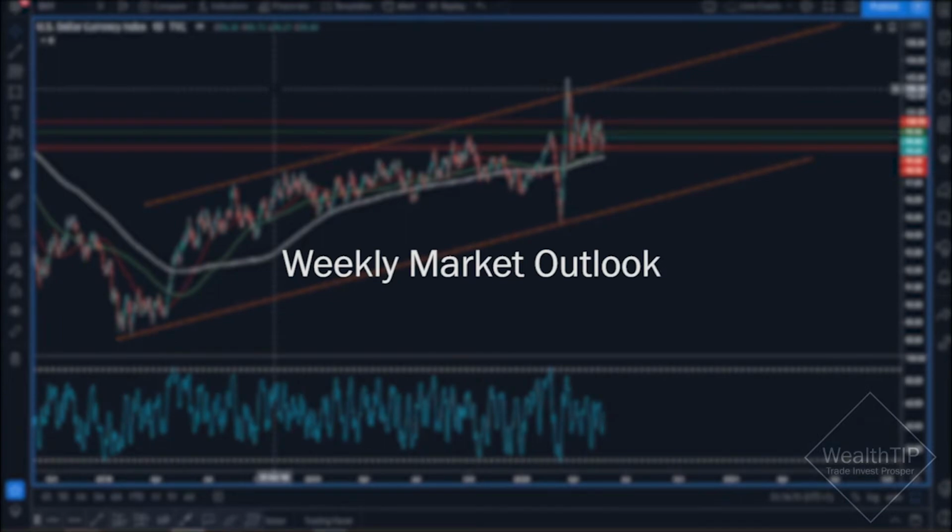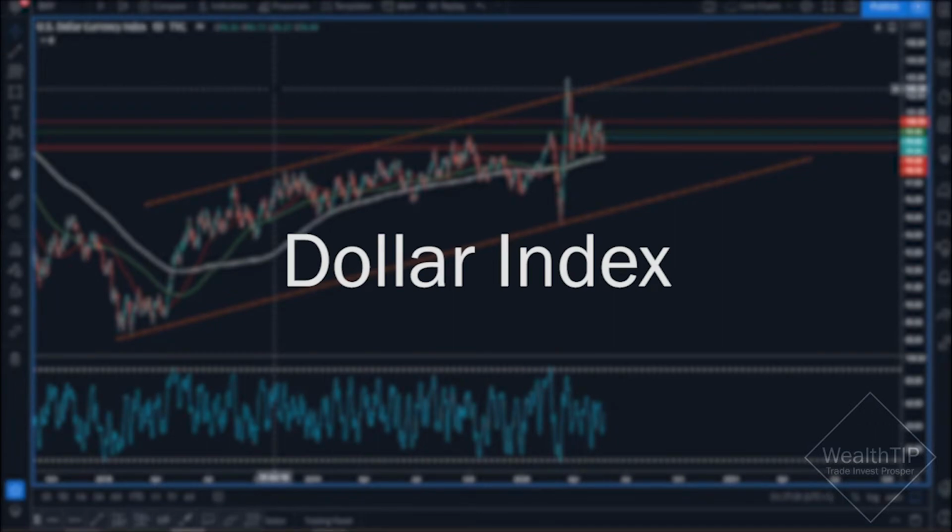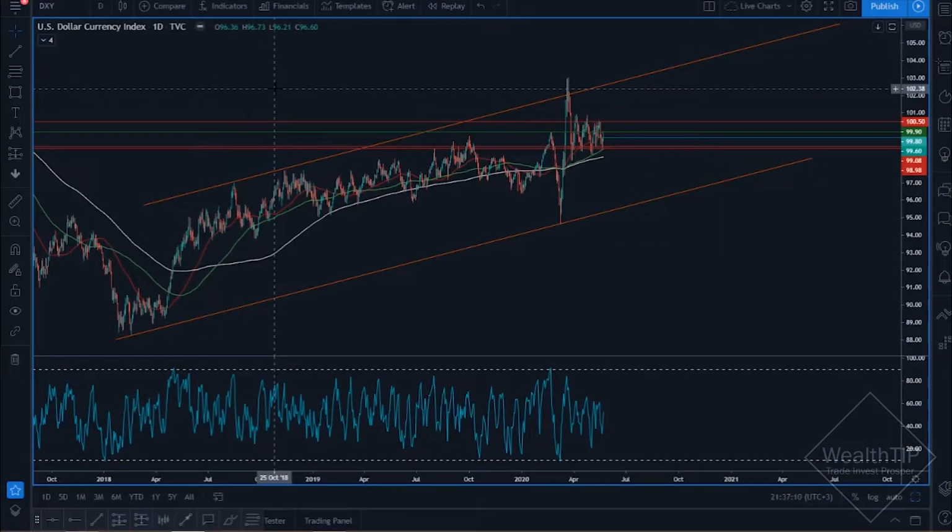So, the idea behind tonight's video is to simply do some analysis on some of the major pairs to get an idea of what we can expect in terms of the market in the week to come. We're going to start off this video looking at the dollar index. As you guys may know, the dollar index is just a basket of the major currency pairs all going against the dollar.